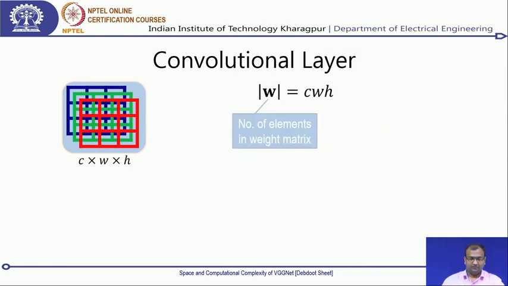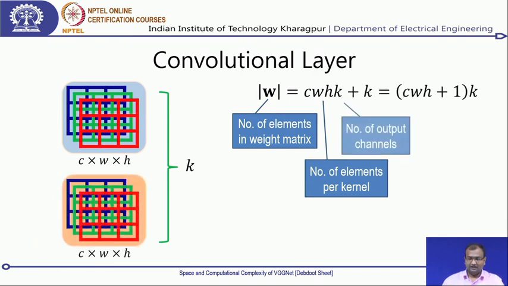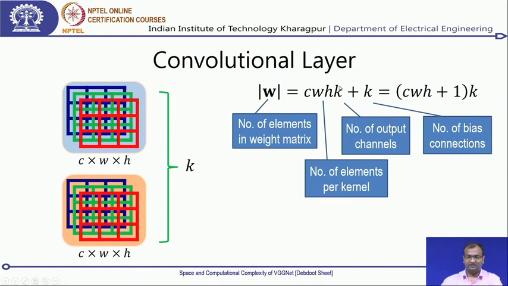Okay. Now, it goes out pretty easily and without much of an issue. But if I have k such kernels present, then I also need to consider that there will be k output channels. So there is C into W into H into K, the total number of elements present in all of these kernels.